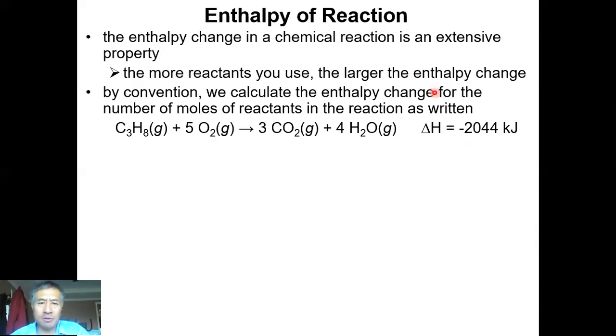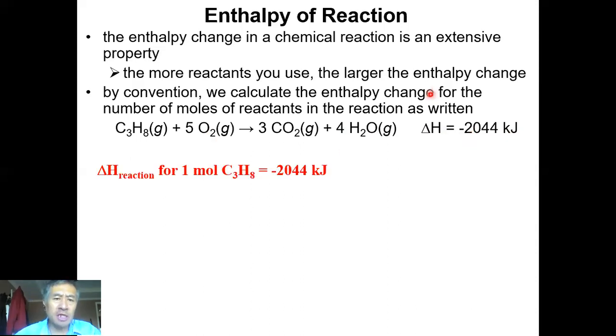So therefore, we can get some equivalents. For this given delta H, we can write the moles of those substances in this equation. How much we have depends on the coefficient. The coefficient for C3H8 gas is 1. So therefore, we can write this equivalency. We say 1 mole C3H8 equals negative 2044 kilojoules.